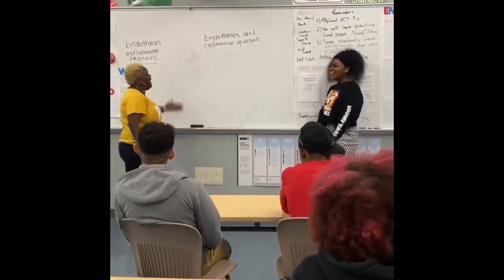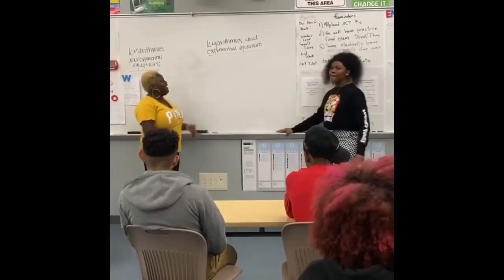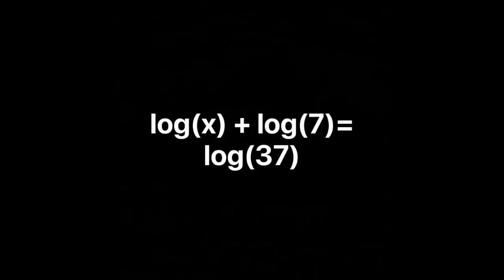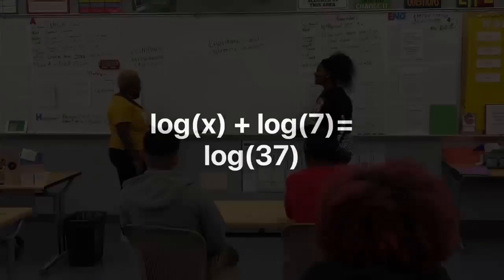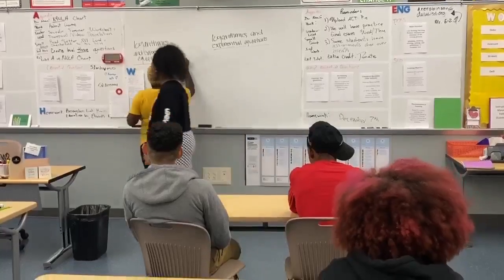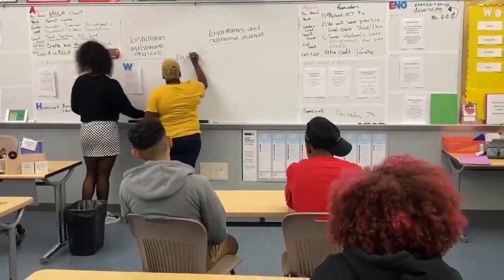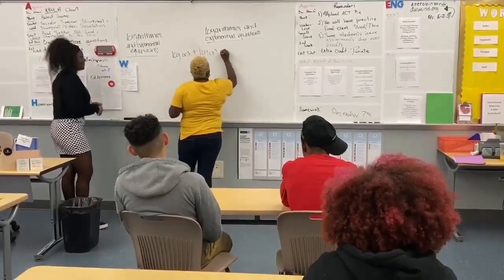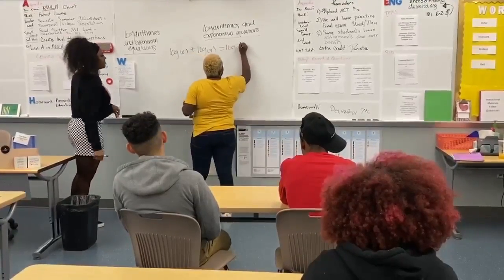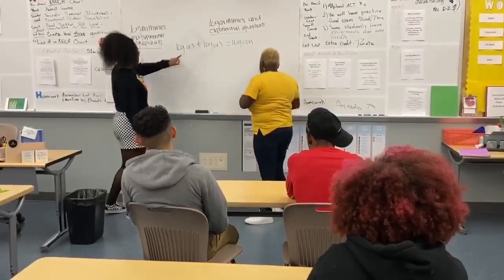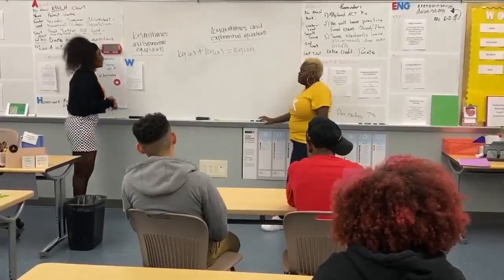And today we will be teaching logarithmic and exponential equations. First, we're going to start off with a logarithmic equation. So we have log of x plus log of 7 equals the log of 37. If you don't see any bases right here, then that means the base is 10.